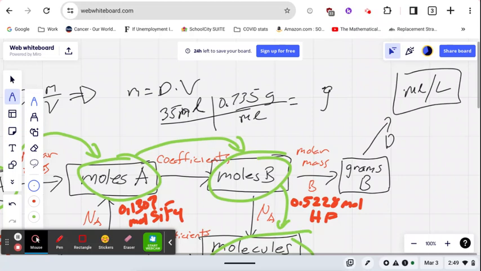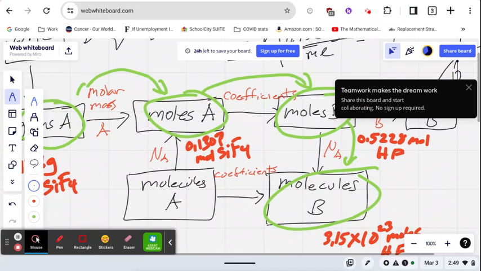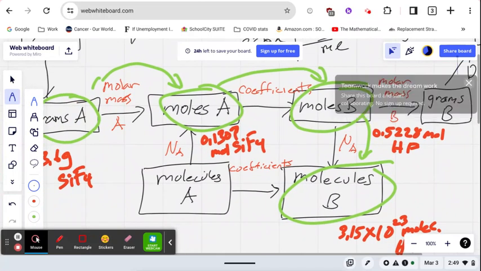Okay, so that's how you do this worksheet. It requires no new knowledge. It just requires some practice trying to think of the relationships and how you get from one place to the next. Okay, so good luck with it.